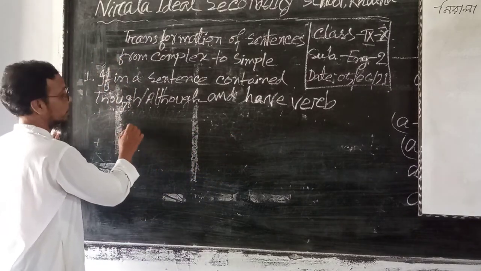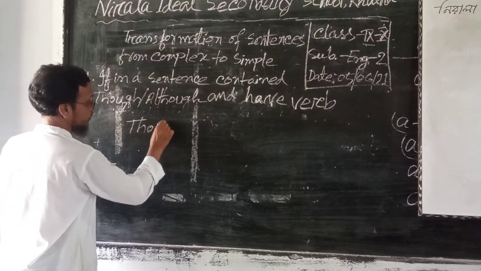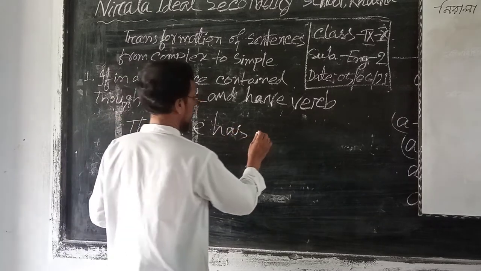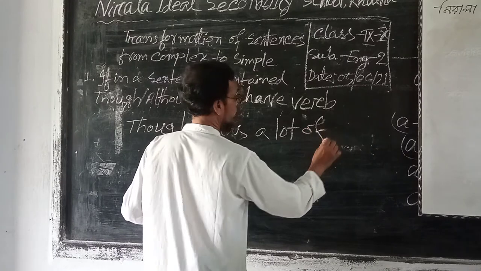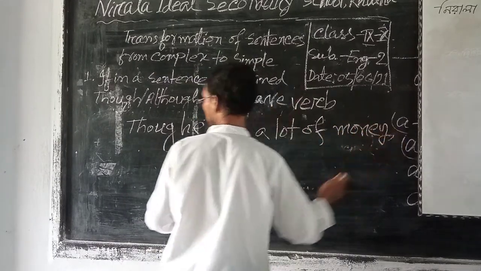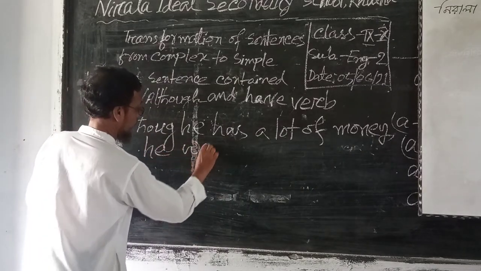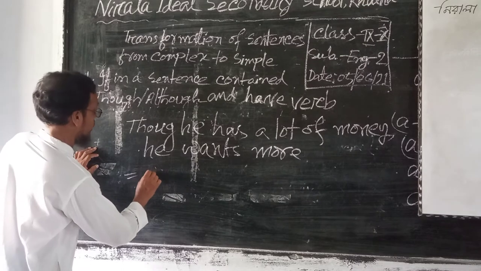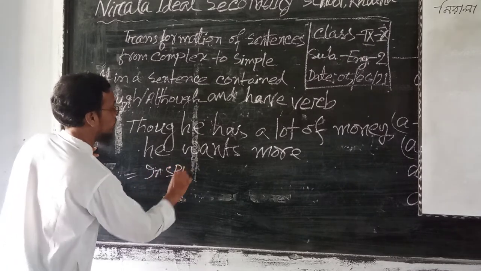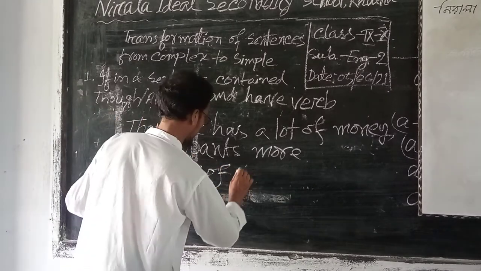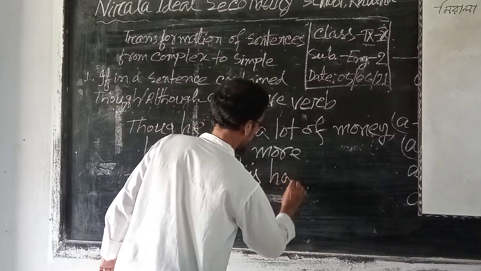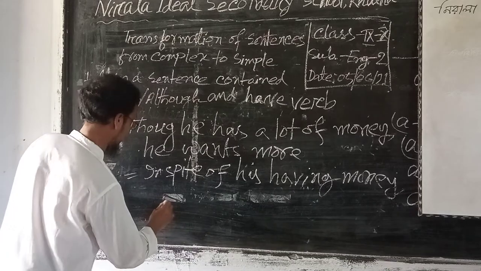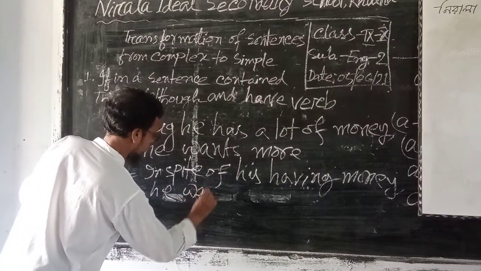Look at the blackboard. Though he had a lot of money, he wants more. In spite of his having money, he wants more.